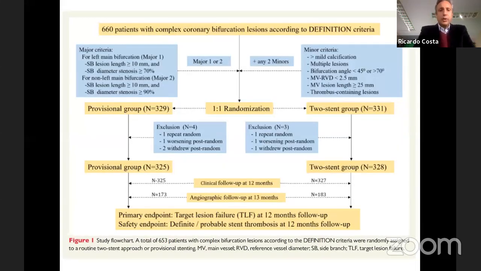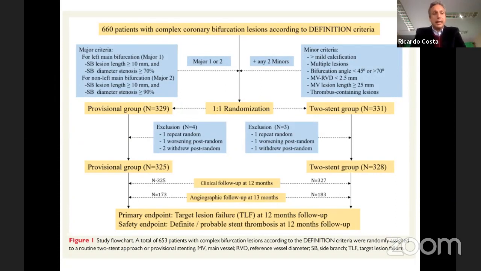Some of these criteria we have identified in these IVUS studies and others have identified in different registry studies. They have been compiled in what we call the DEFINITION criteria, also based on the DEFINITION 1 study, the predictors of side branch failure, and they have been applied as a discriminator for the technique to be considered in the DEFINITION 2 study.